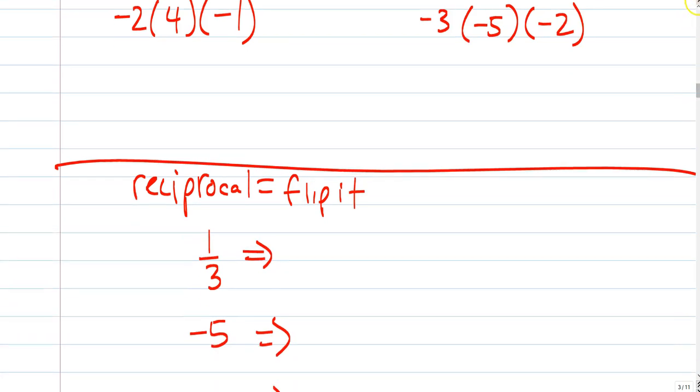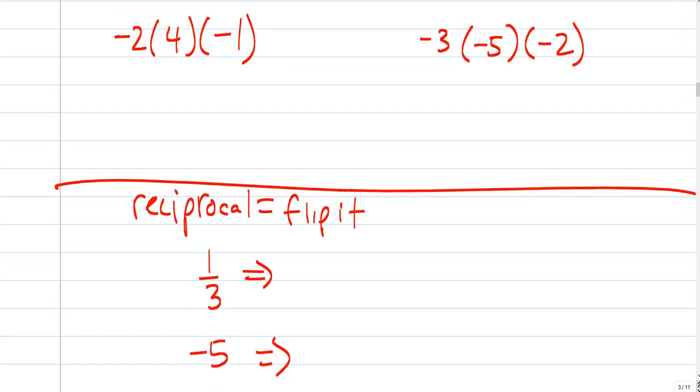What if I have more than one negative? Well, negative 2 times 4 times negative 1. Once again, I've got some choices here. I can multiply this from left to right. Negative 2 times 4, a negative times a positive is negative. 2 times 4 is 8. So now I have negative 8 times negative 1. A negative times a negative makes it positive. So I end up with positive 8 times 1 is 8.